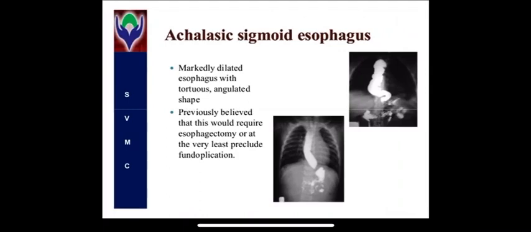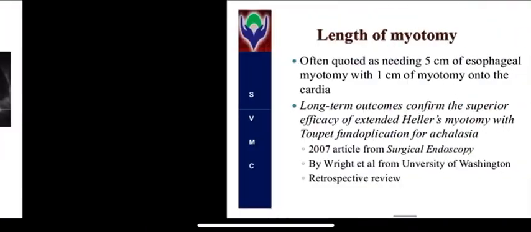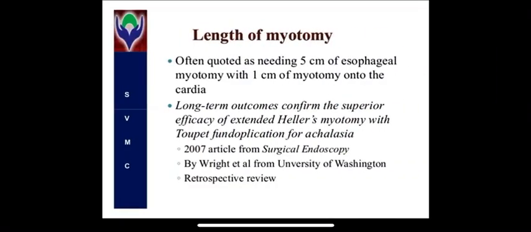Moving on to sigmoid esophagus. What happens in sigmoid esophagus? It is a result of long-standing achalasia wherein the distal esophagus is dilated with a tortuous, angulated shape, just looking like the sigmoid colon. It was previously believed that this would require esophagectomy or at the very least preclude fundoplication. Often quoted as needing 5 cm of esophageal myotomy with 1 cm of myotomy onto the cardia.